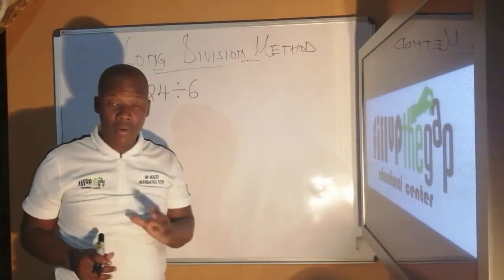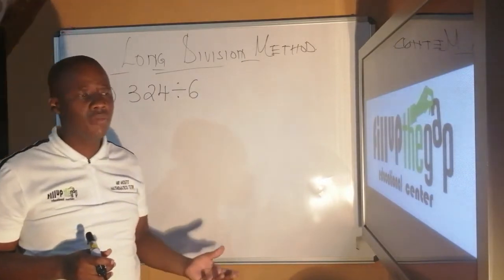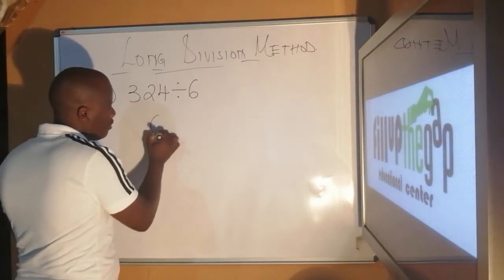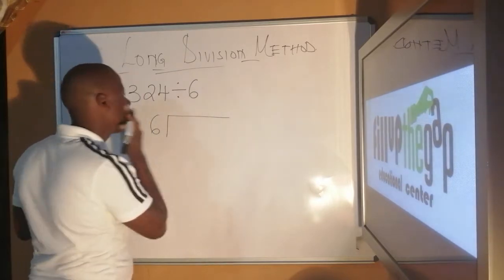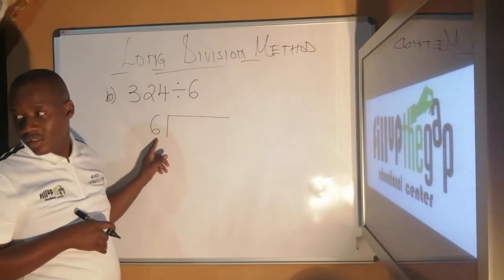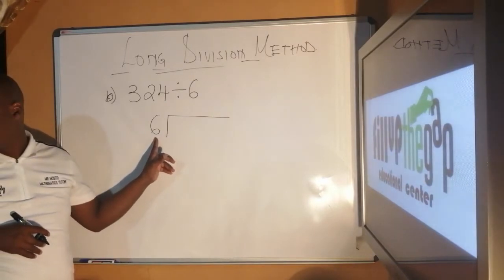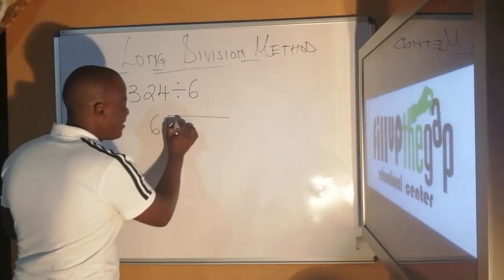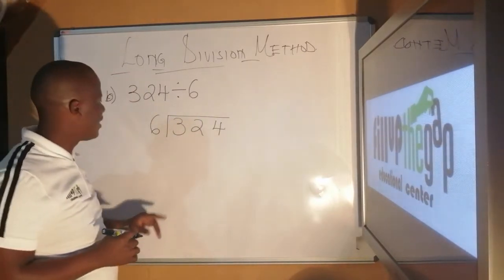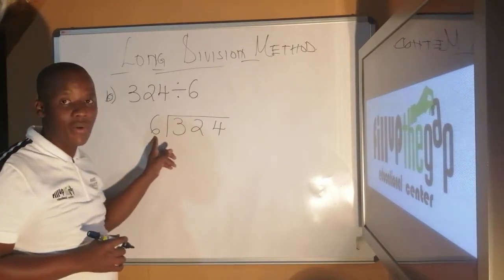All right, this is our second example, which has a different approach. The approach is a bit different. Let's look at this. So we have 6. Is 6 a divisor or dividend? Here we have 3, 2, 4. All right. So this is our dividend, and then this is our divisor.